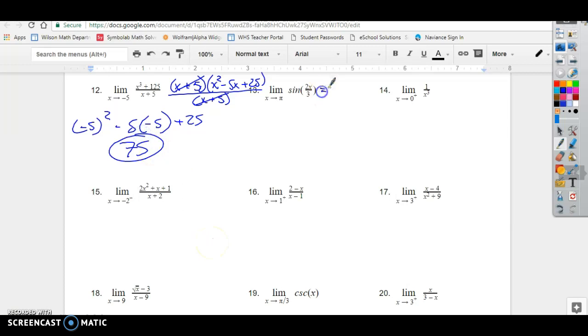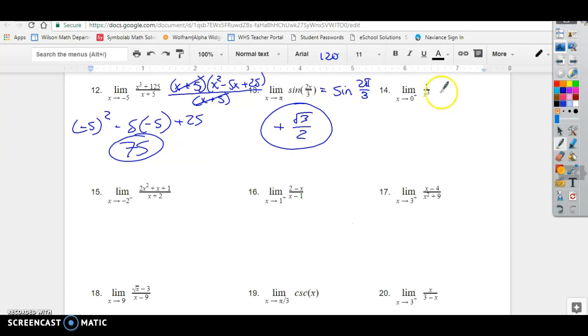As far as sine of 2 pi over 3, so that would be 60, 120. So sine would be the y-coordinate, and that would be the long leg, which would be square root of 3 over 2, which would be positive in quadrant 2.